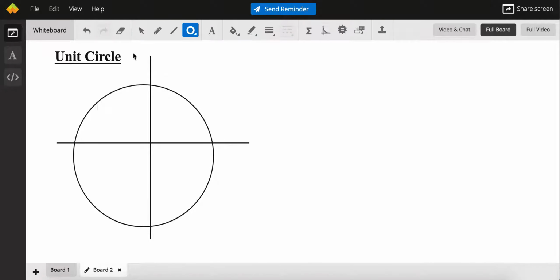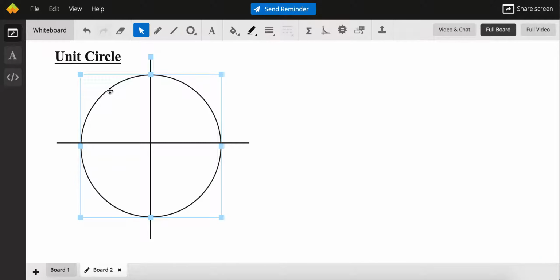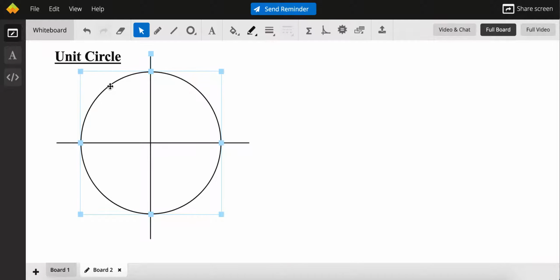it's essentially the graph of a circle, right? That has a radius of 1. That's why they call it unit. Unit kind of stands for 1. And here's what you need to know about it.